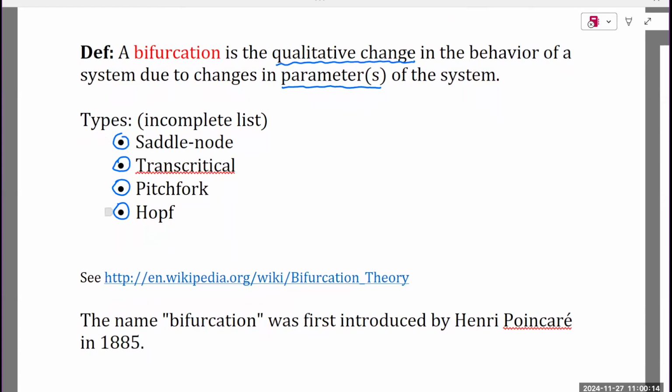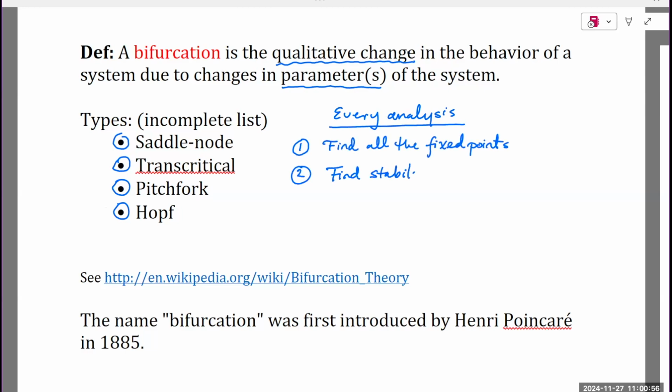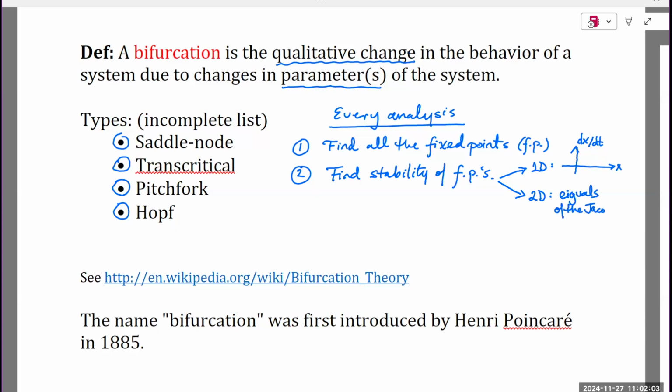How do we do a bifurcation analysis? This is all part of the dynamical systems analysis that we've been learning so far, but this time we've got parameters involved. So for every analysis, as we've always done, our first step is to find all the fixed points, and along with that is finding their stability. Now remember, in one dimension, we found stability by looking at x versus dx/dt plots, and in 2 dimensions and higher, we need to look at the eigenvalues of the associated linear system. When the system is nonlinear, we are looking at the Jacobians.